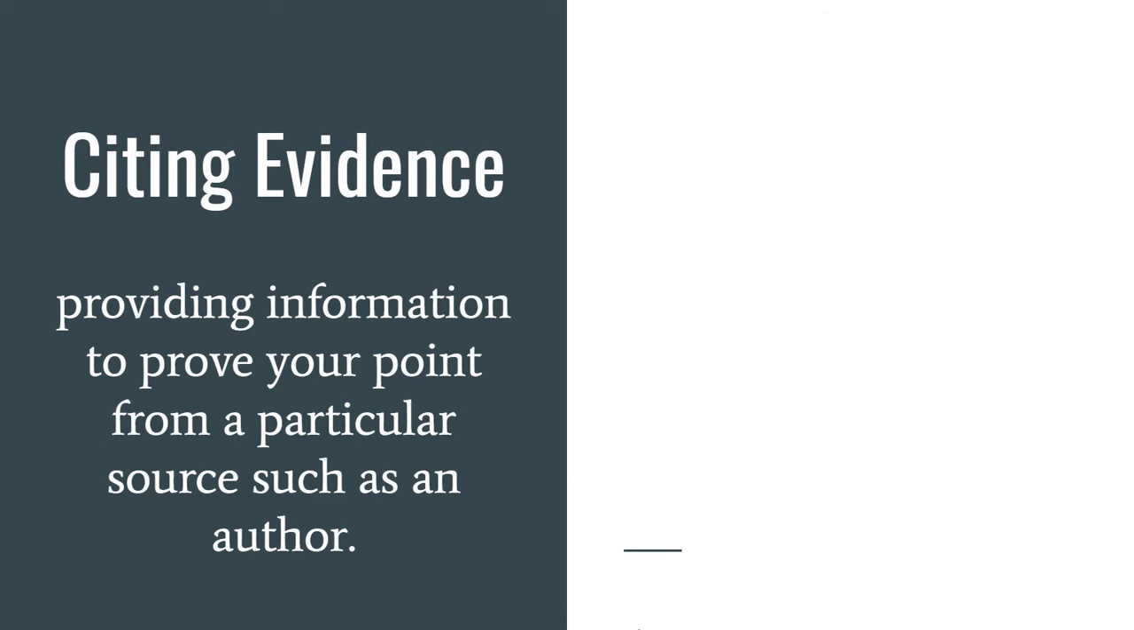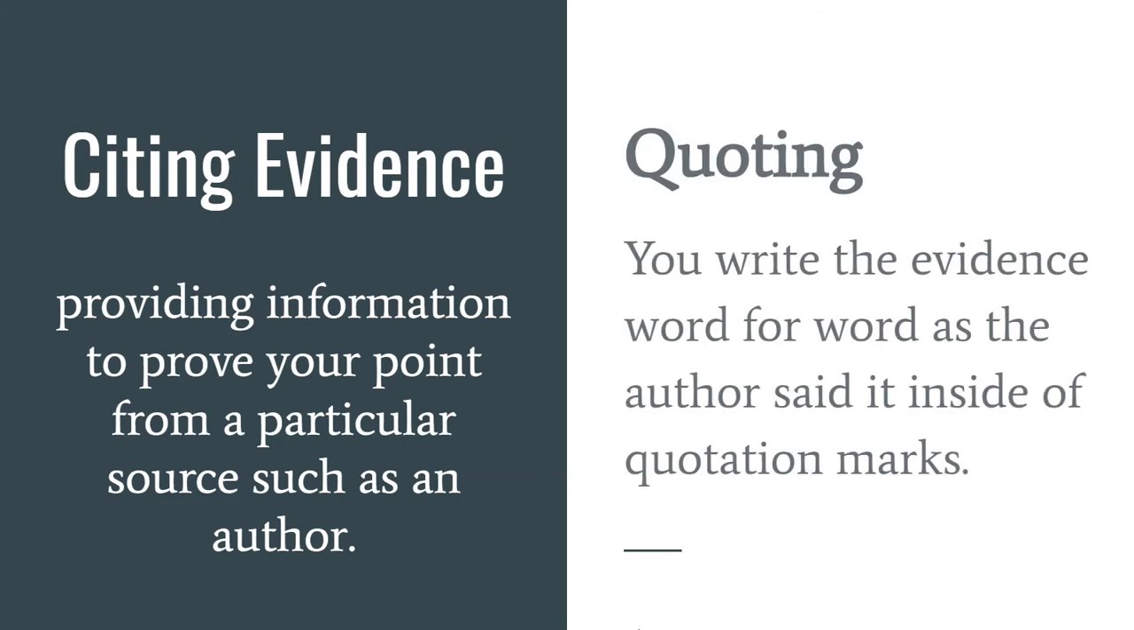We're going to use the author's information to prove our point or to show that our answer is true or to just follow the instructions of an assignment. We're going to use the evidence that's given from the article, and that's called citing evidence. Now, if we are quoting, we are writing the evidence down word for word. When you quote, you write down exactly what the author said.